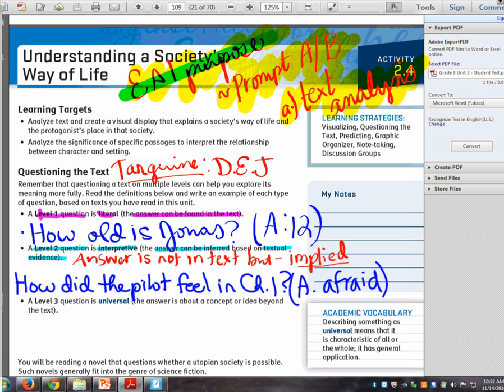Okay, and that third bullet point. Go ahead and read that third one for us, Alex. A level 3 question is about a concept or a given concept. Okay, so level 3 question, it's universal. Okay, what does that mean? The answer is from beyond the text. So it's not in the text at all. It's actually something that can be found in the real world. So the question and answer are real world based.